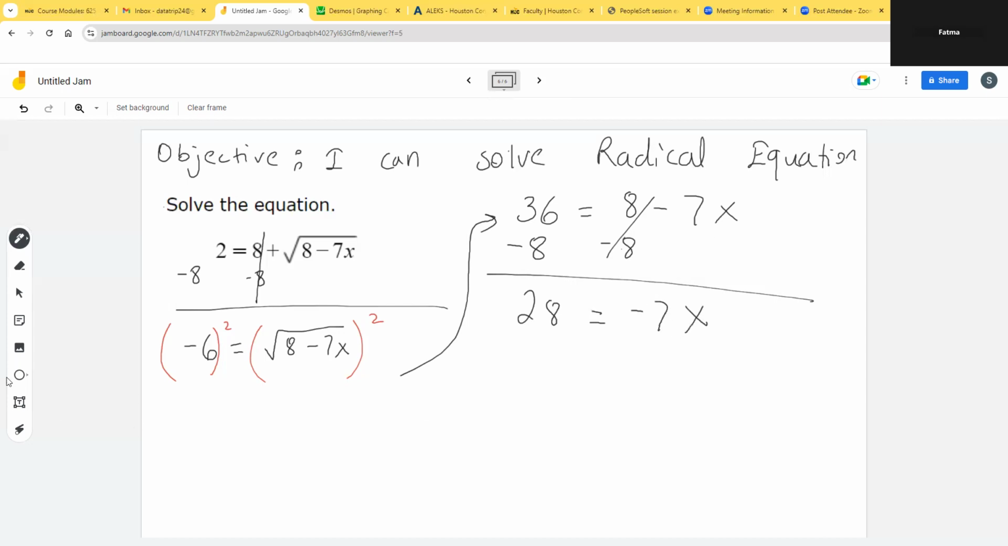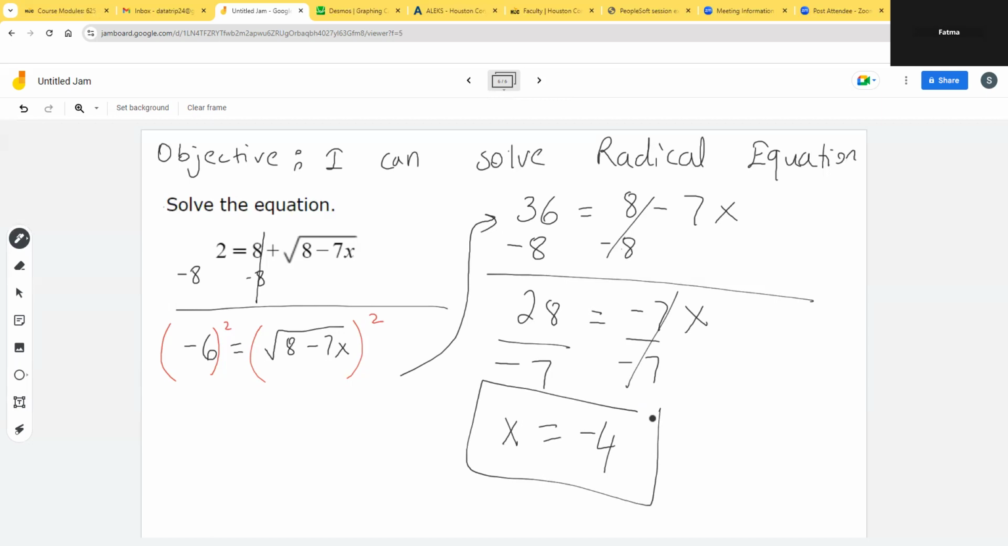How is the x going to be isolated? Divide each side by negative 7. X is equal to what number? Negative 4 is the answer. X equals negative 4 will be the answer for this problem.